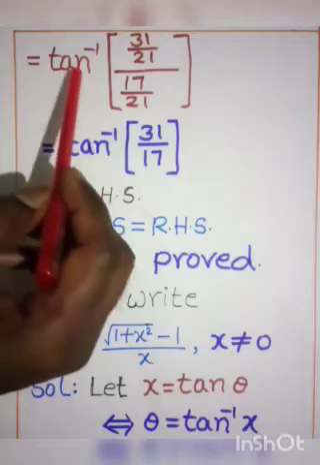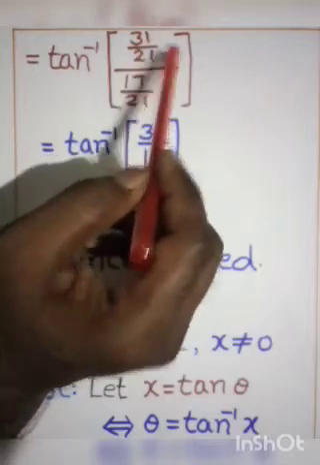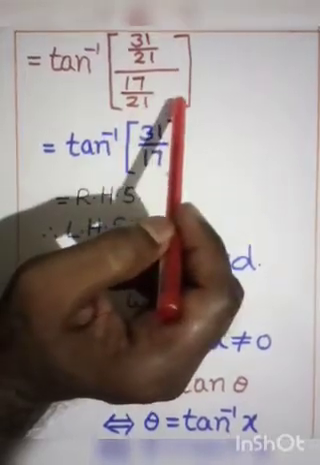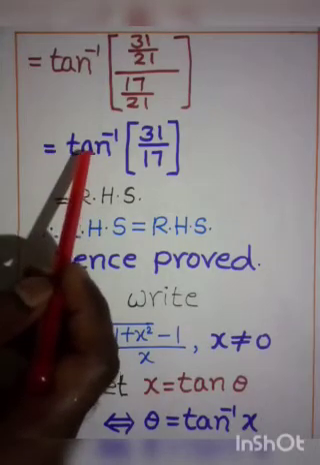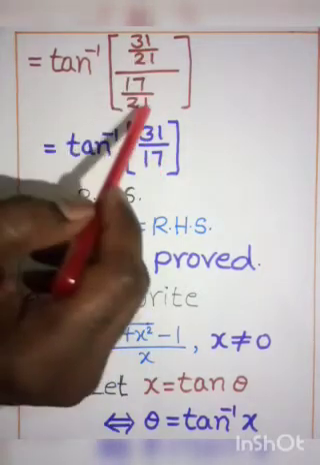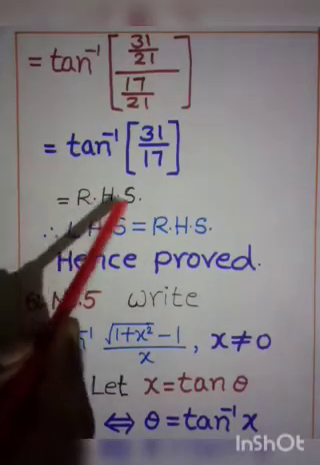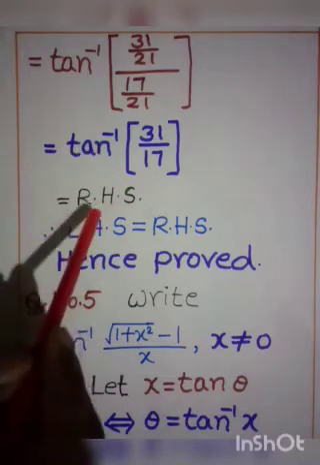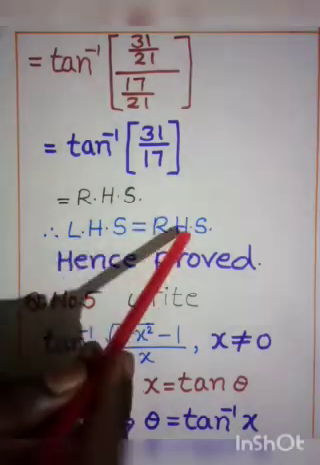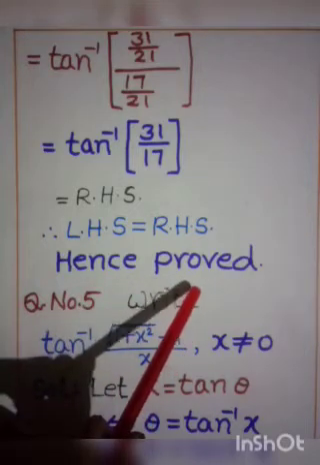That is equal to tan inverse of, in the numerator you get 31 by 21 whole divided by 17 by 21. Understood this step, my dear children? That is equal to tan inverse of 31 by 17, by striking out the denominators 21 here. That is equal to RHS. This is the RHS of the given statement. Therefore, LHS is equal to RHS. We got this result. Hence, the given statement is proved. Understood, my dear children?